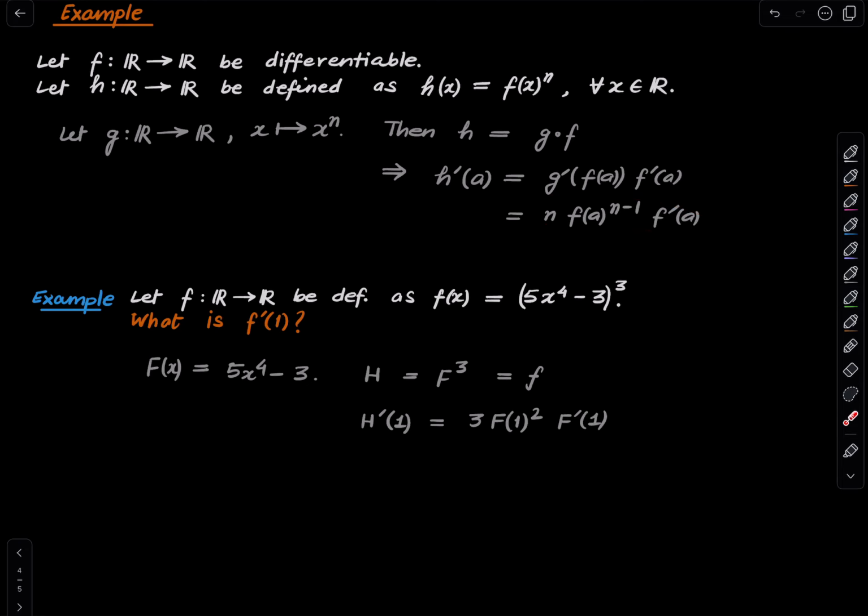So what you get is 3 times f of 1, which is 2, squared, times f prime 1. What is f prime 1? I'll calculate. But before that, this is 12 times f prime 1. So if we wanted to calculate f prime 1, we use the polynomial business. F prime 1 is 5 into 4 into x into 1 cube minus 0. So this is equal to 20. Our answer is 12 into 20, which is 240. And there might be a calculation mistake, but you can fix it.